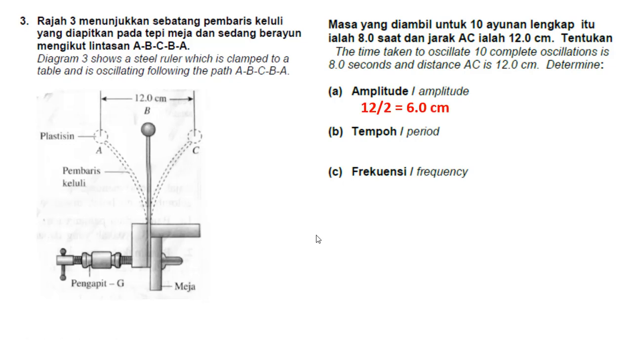How about the period? So the period is the time taken for one oscillation. So what we have is 8 seconds divided by 10 and we get 0.8 second. It means that from A to B to C, back to B, back to A, it takes 0.8 second. How about the frequency? Frequency is the number of complete oscillations in 1 second. So what we do is formula 1 over T, 1 divided by 0.8 and we get 1.25 Hz.